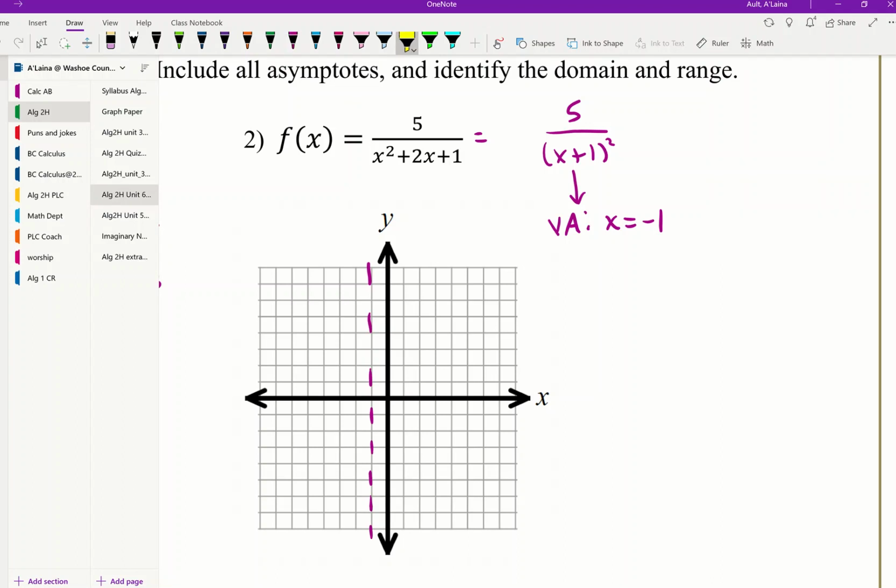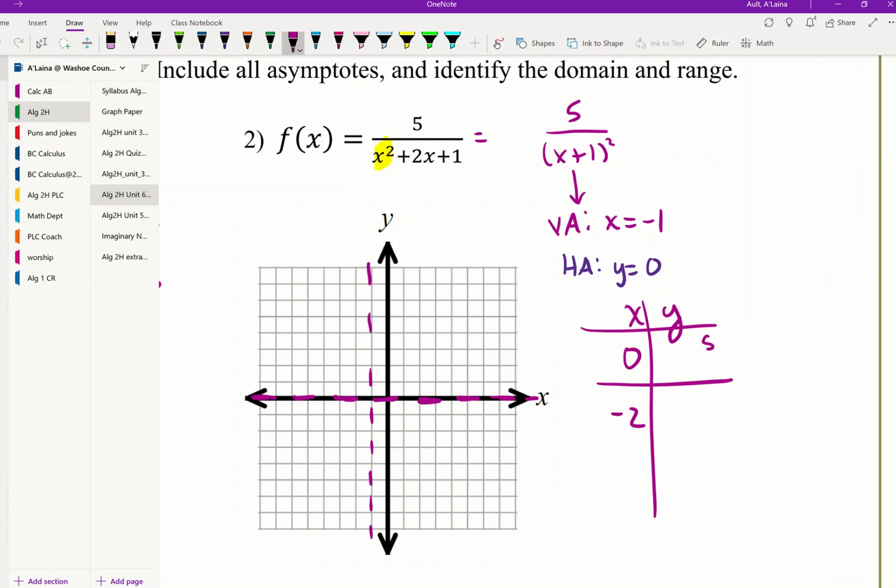Again, if I compare the degree, I have a higher degree on the denominator. So the horizontal asymptote is at y equals 0. And now I'm going to test a couple points on either side of the vertical asymptote. To the right, I'll test 0. To the left, I'll test negative 2. I'm just going to plug that in. I'd have 5 over, and I find it easier to plug it into this factored form. Personally, you don't have to, but I find it easier. If I plug in 0, 0 plus 1 is 1. 1 squared is still 1. And I get the ordered pair 0, 5.